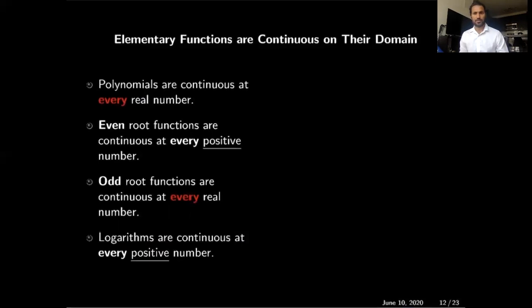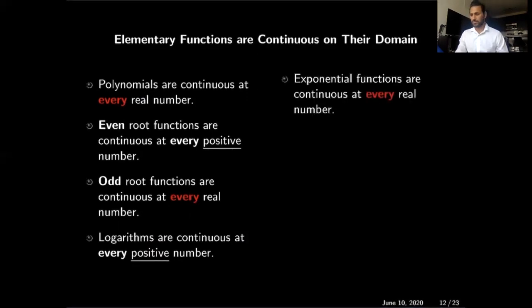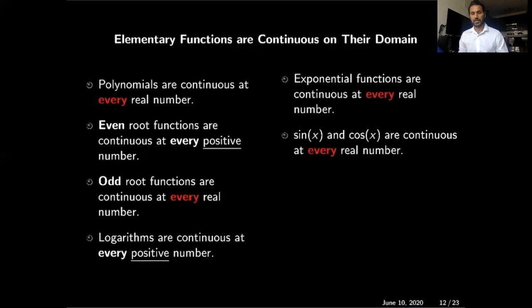Logarithm functions are continuous only on the positive real axis, or the interval 0 to infinity. Exponential functions are continuous on the interval minus infinity to infinity. Sine and cosine functions are also continuous everywhere.